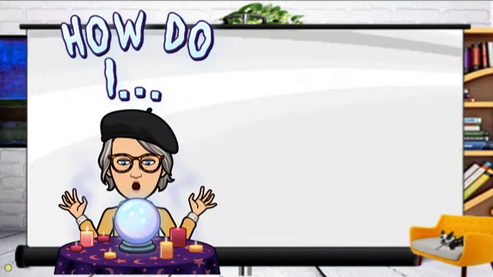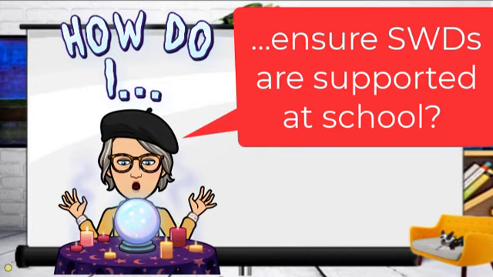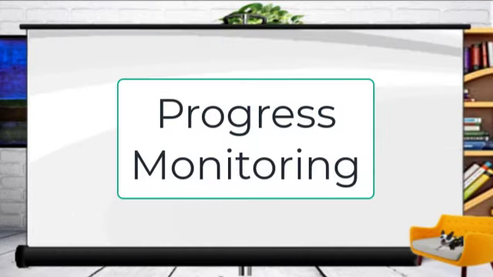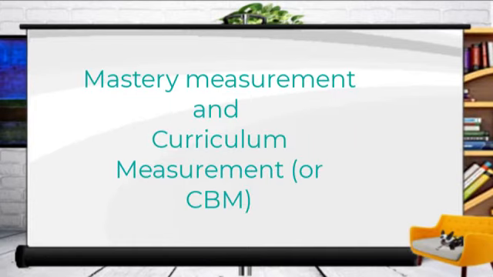So as an intervention specialist, how do I ensure that students with disabilities are supported at school? I do this by regularly checking on the progress that they're making. This means instead of waiting till the end of the semester, I evaluate progress on a systematic basis. There are 2 types of progress monitoring. There's mastery measurement and curriculum measurement.